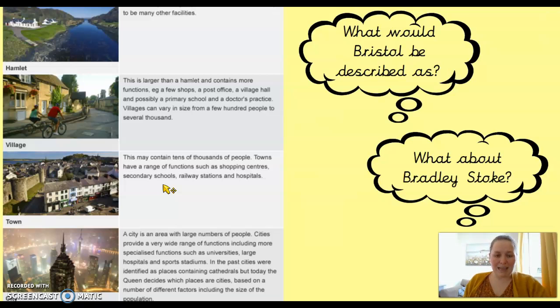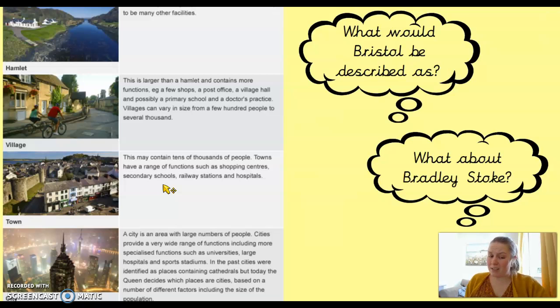Lots of people and lots of functions. So these cities might have bigger still. So you've got primary and secondary schools, but these are going to have universities. These are going to have the main large hospitals. They are going to have the sports stadiums for the area.